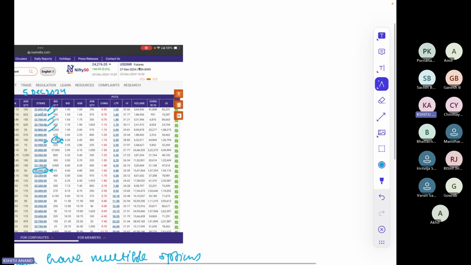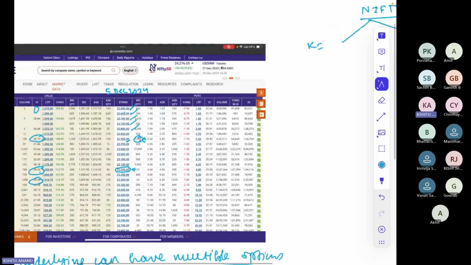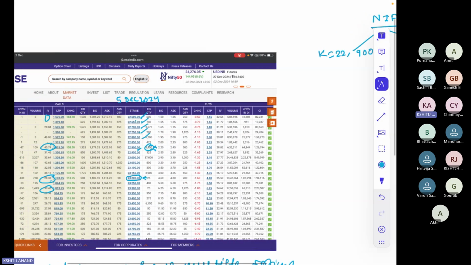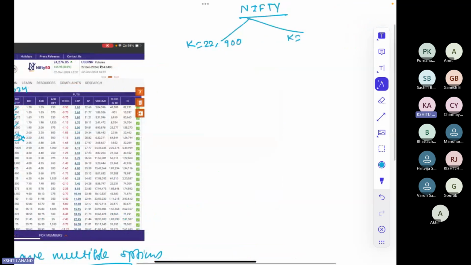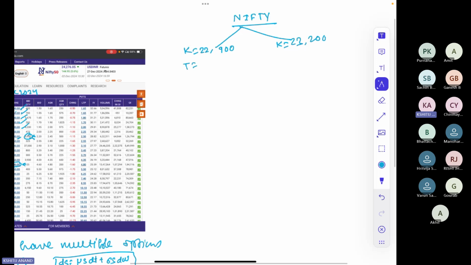So let us say you have two options on Nifty. The first one has a strike price of 22,900, and the second one has a strike price of 23,200. Both have a time to maturity of 5 December, so it is 3 days from now. So let us say 3 days. These are two options.